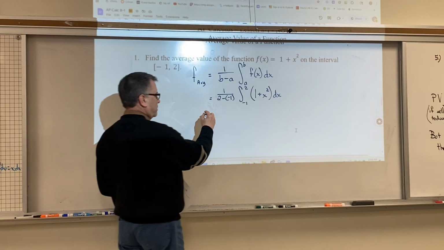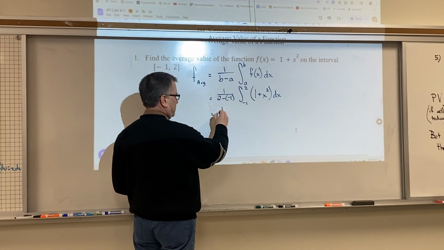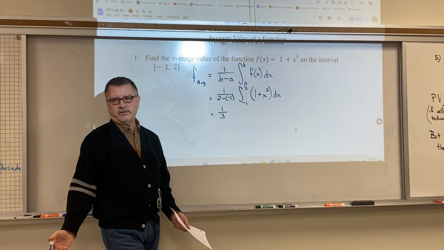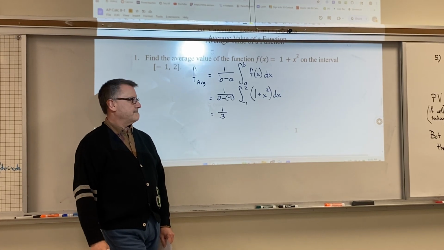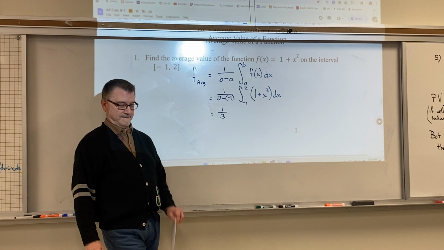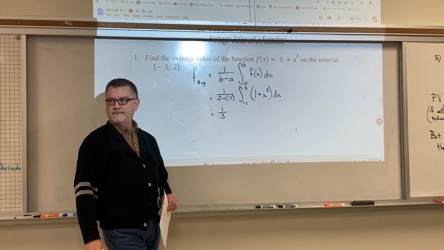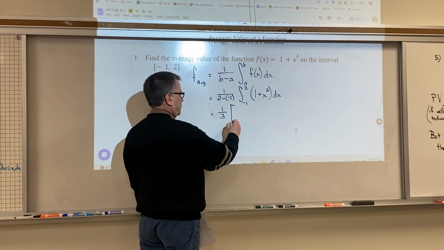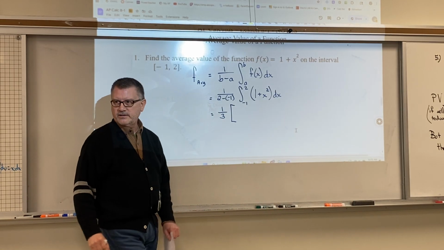And so out here, I've got the width being 3, so 1 over 3. 1 over 3 is the same as dividing by 3. And then I want to take the integral of the inside. Because I'm adding or subtracting, I can do each piece, right?